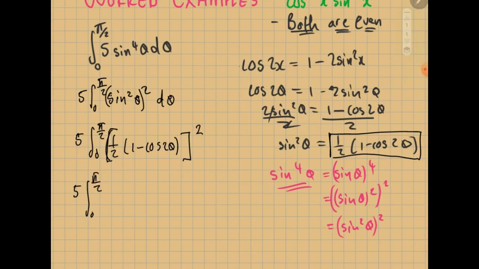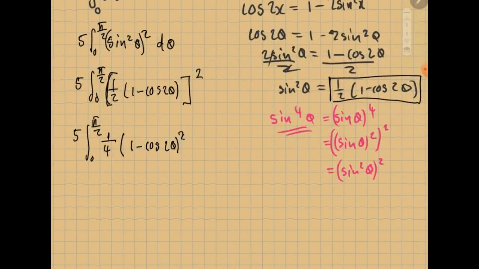Now, if I raise half to the power of 2, I square the top, it still remains as 1, and I square the bottom, 2 squared is now 4. And this is multiplying 1 minus cos 2 theta all squared. Okay? So I have it like that. Then I can take that quarter outside. So I now have 5 times 1 over 4, and it becomes 5 over 4, because 5 is a whole number, it multiplies the numerator of the fraction.